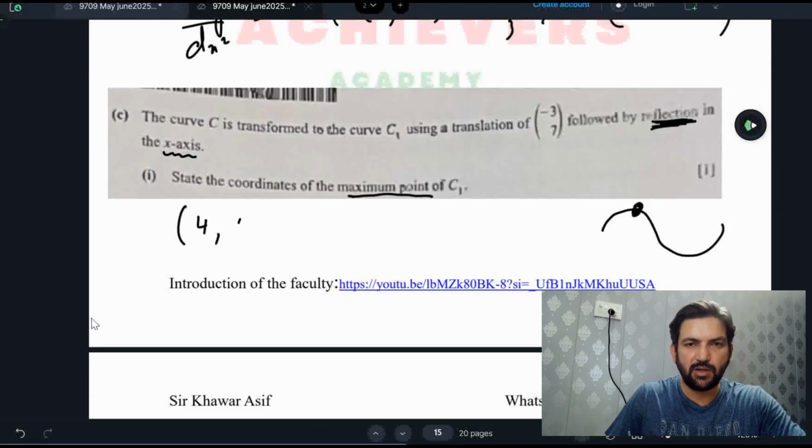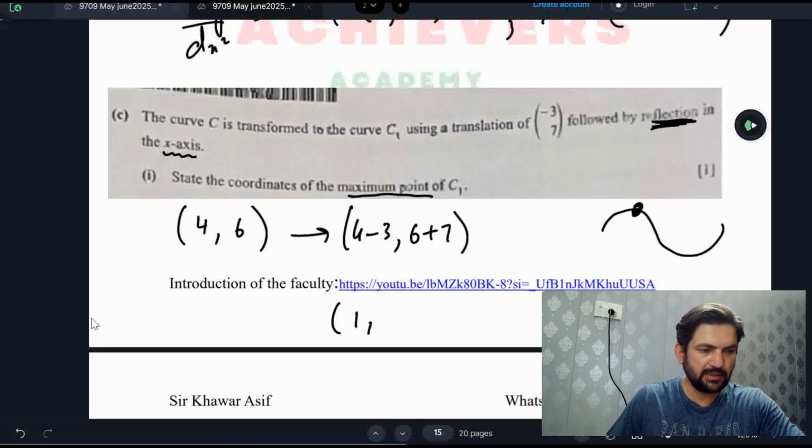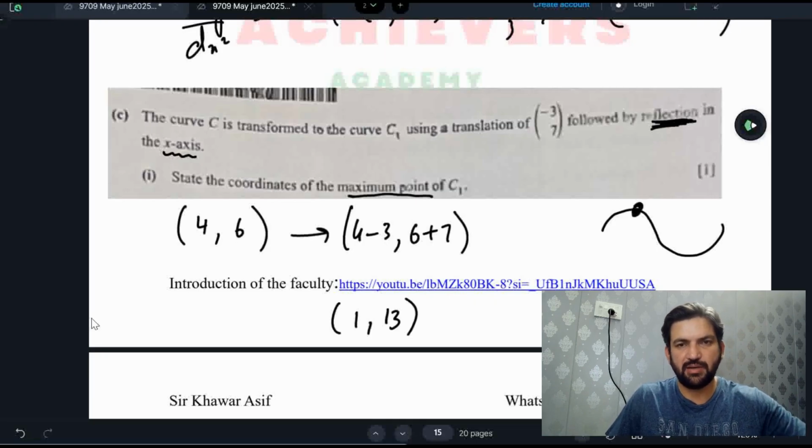Now they are saying that this one was the translation. So translation means 4 minus 3 and 6 plus 7. So it means that 1 and 6 plus 13. Okay, this should be the answer, but they were saying that they have the reflection as well, so as there will be the reflection in the x-axis, we can say 1 and minus 13 will be the final answer.